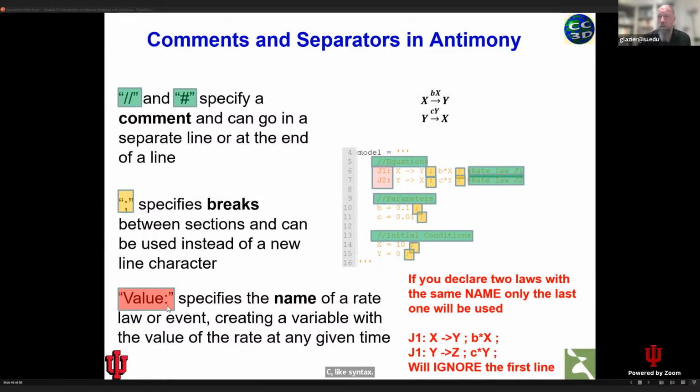Text followed by a colon names things. If you have a name followed by a colon, that specifies the name of a rate law or an event, and it also creates a variable which allows you to read the state of that variable or event. If you declare two laws with the same name by accident, you don't have to declare names for anything. But if you declare two names which are the same, it will overwrite and only the second one will be read. So it's an easy thing to make a mistake when you're naming things. If you accidentally name two things the same, the first one will be neglected.